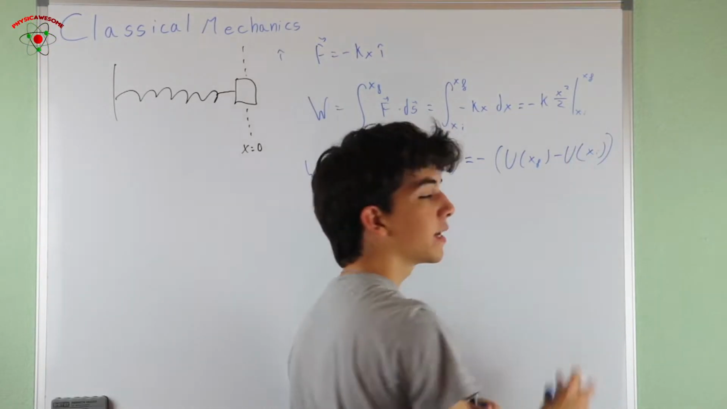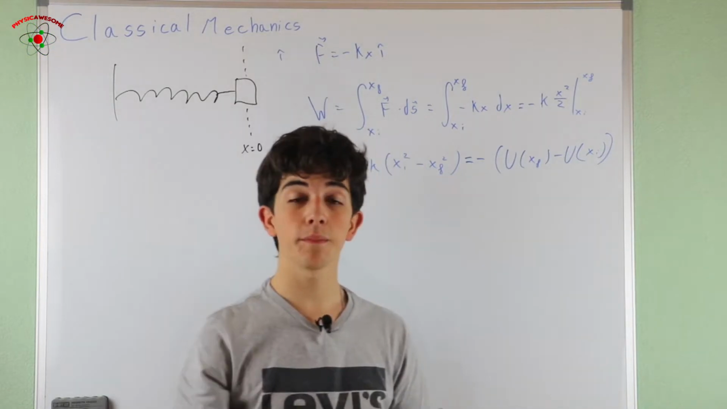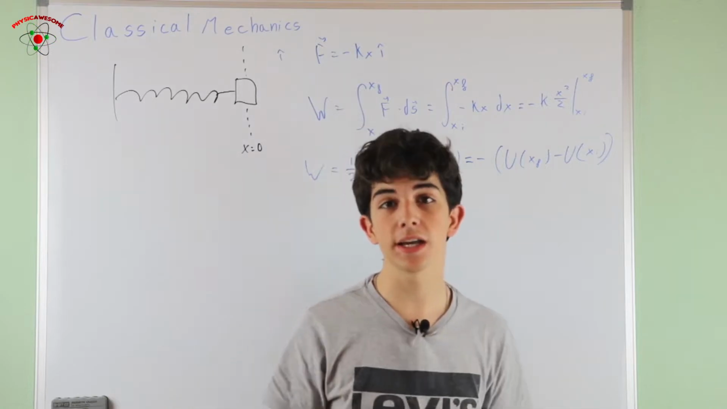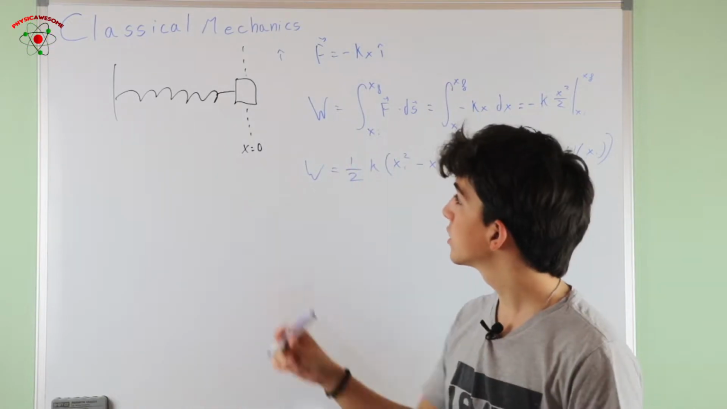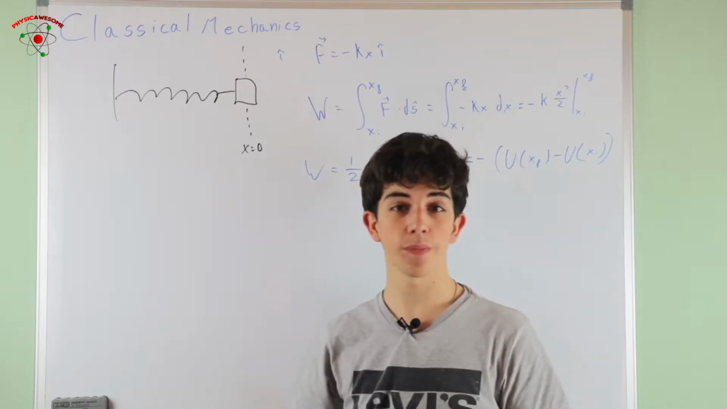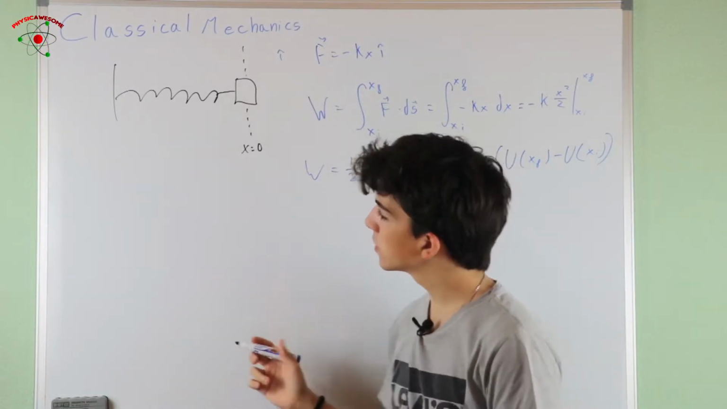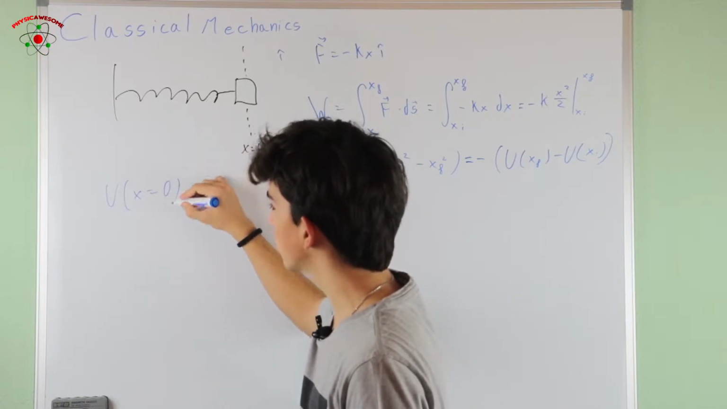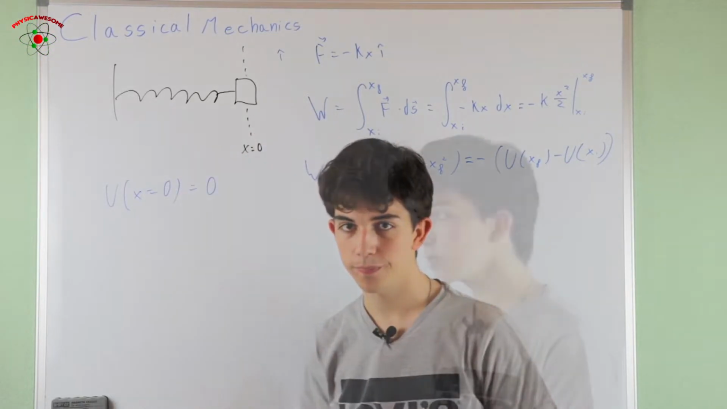Now we need to choose some state for which the potential energy is 0, and in this case the most reasonable thing to do seems to take x equals 0, the equilibrium point. Therefore we are going to say that the potential energy at x equals 0 is 0.